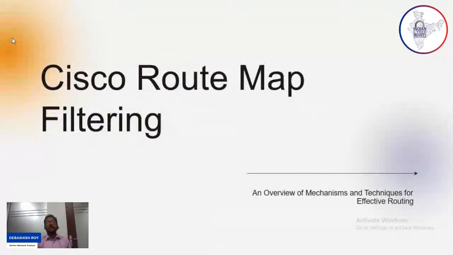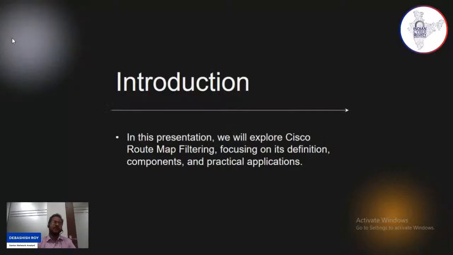So we'll discuss the Cisco route map filtering. First of all, we'll understand what a route map is and an overview of mechanisms and techniques for effective routing with the route map. That is our agenda today. So route map is a very powerful utility and it is like a Cisco ACL. But to explore the Cisco route map filtering, we must focus on the definition, components and practical applications.